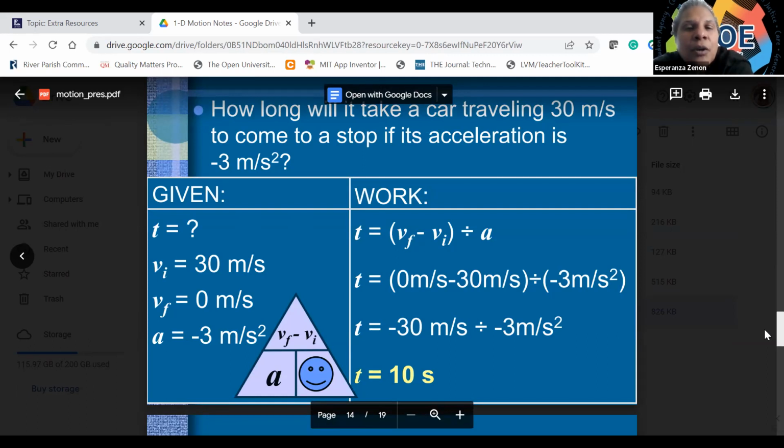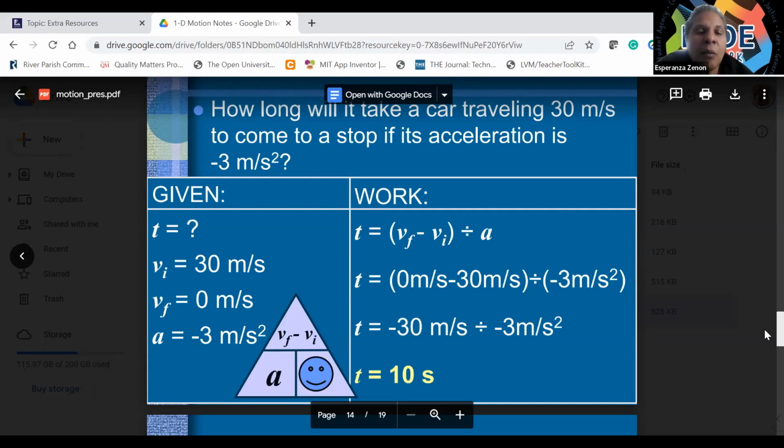Okay. So the car was going 30 meters per second. It slows down to a stop. How much is its velocity or speed if it comes to a stop? 0, right? So I know my starting velocity, 30 meters per second. I know my final velocity, 0 meters per second. I know my acceleration, -3 meters per second squared.